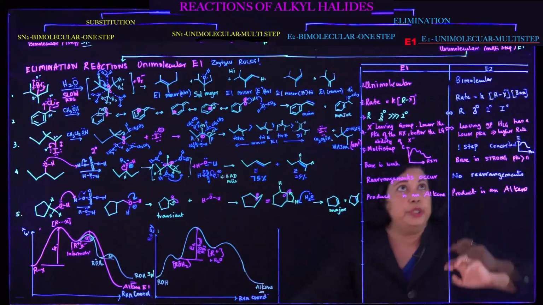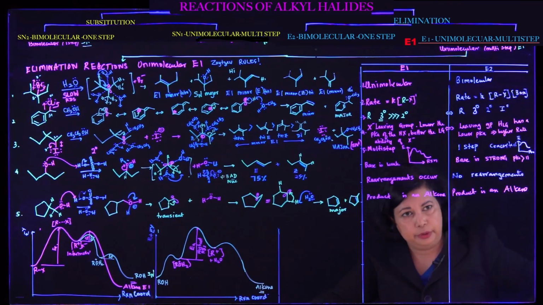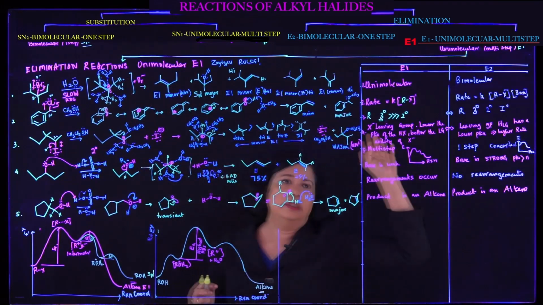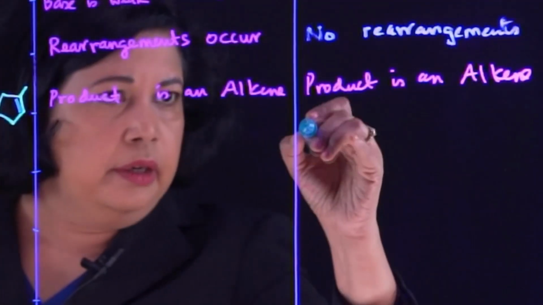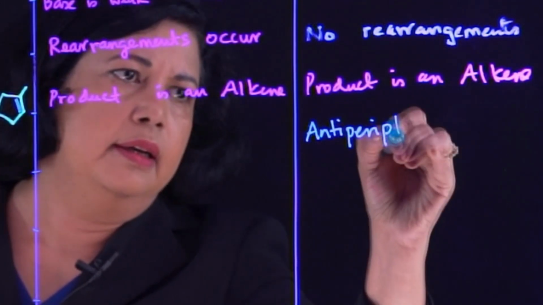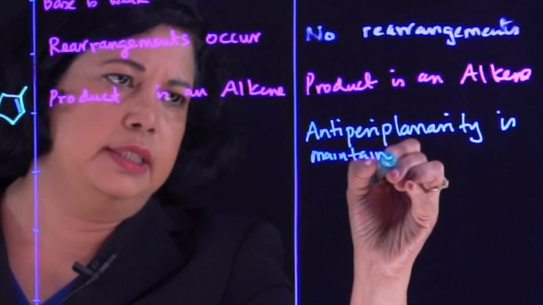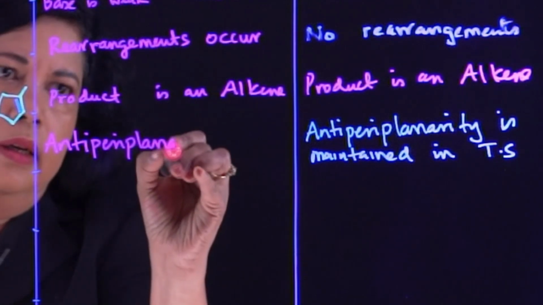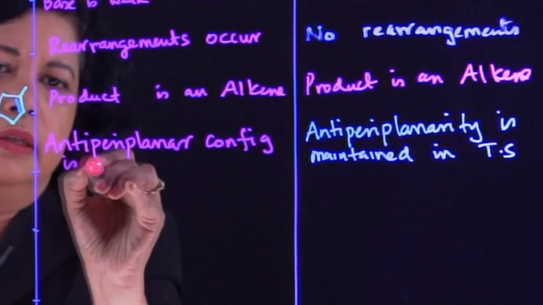Another thing is here you need to have a certain angle, like 180 degrees between the leaving group. So you need to have an anti-periplanar orientation. That's not the case here, because the leaving group's already gone. You just have to form that pi bond with the beta hydrogen. So over here, anti-periplanarity is maintained in the transition state. Anti-periplanarity configuration is not needed.